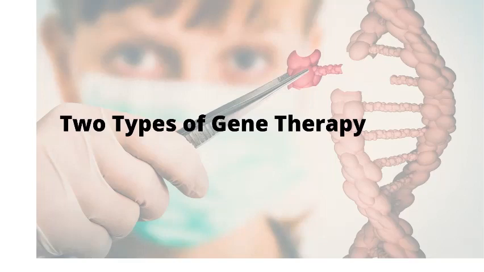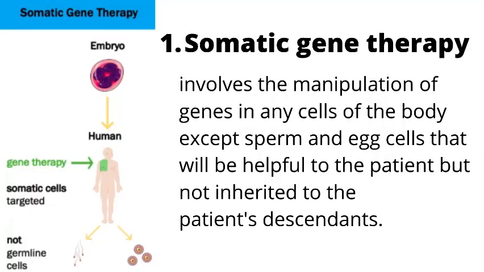Today, I am going to talk about the different types of gene therapy. The first type of gene therapy is the somatic gene therapy. It involves the manipulation of genes in any cells of the body except sperm and egg cells that will be helpful to the patient but not inherited to the patient's descendants.